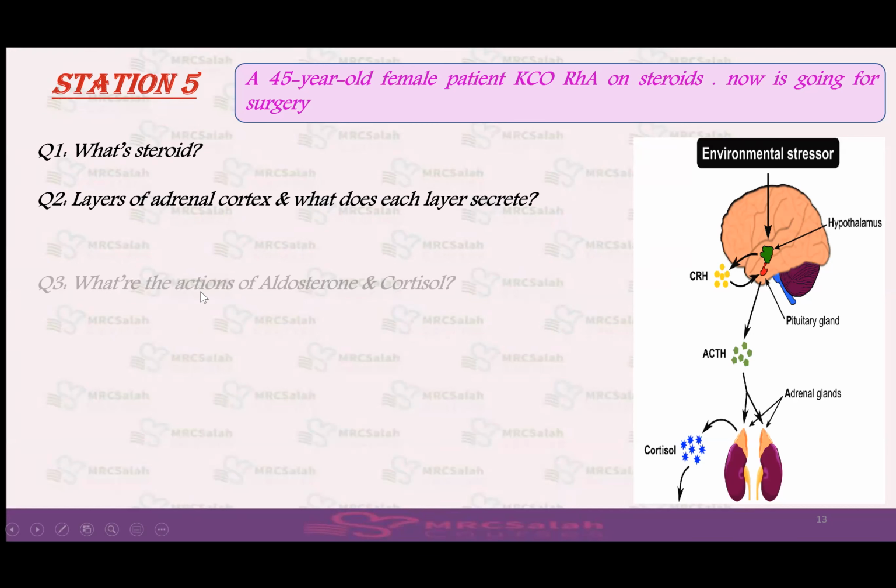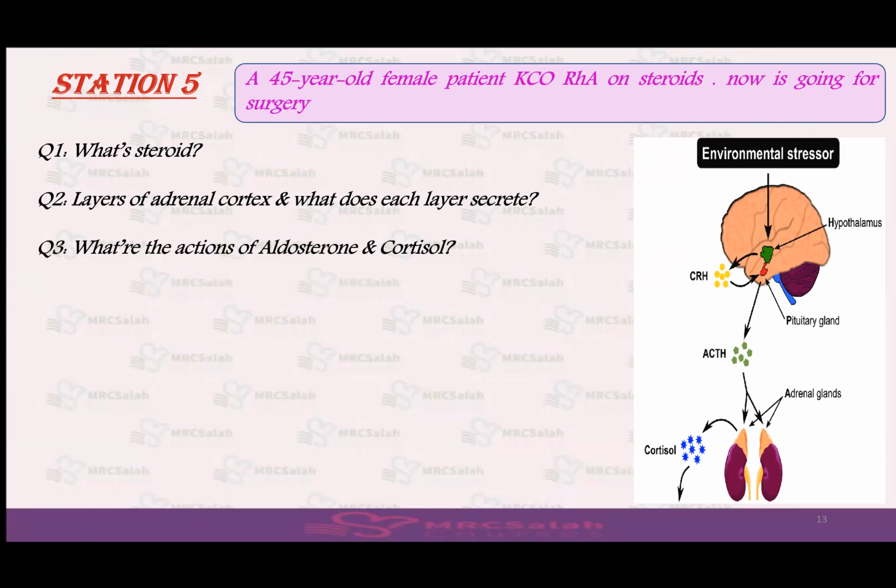What are the actions of aldosterone and cortisol, Dr. Shima? Aldosterone is responsible for sodium reabsorption and potassium excretion in the distal convoluted tubules and collecting ducts. It's also responsible for water balance through salt and water retention, and has a role in acid-base balance through excretion of potassium and correction of hyperkalemia.